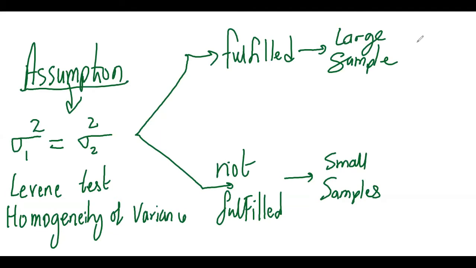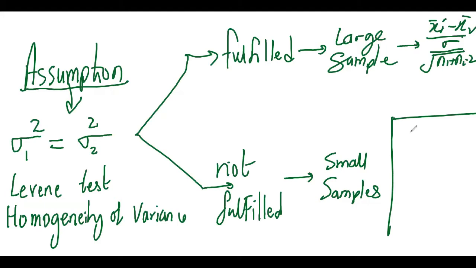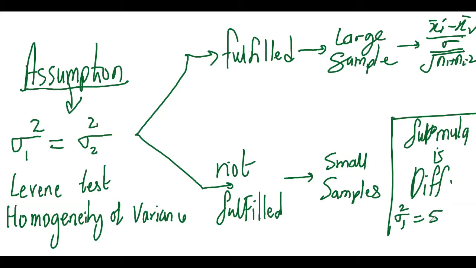So if the sample is large, we will consider the formula (x1 bar minus x2 bar) upon the combined standard deviation times the square root of 1/n1 plus 1/n2, with n1 plus n2 minus 2 degrees of freedom. But in the other case, the formula is different, because the variance of sample 1 is not equal to the variance of sample 2. So we have to calculate the combined standard deviation of the samples differently. So the formula is different, right?